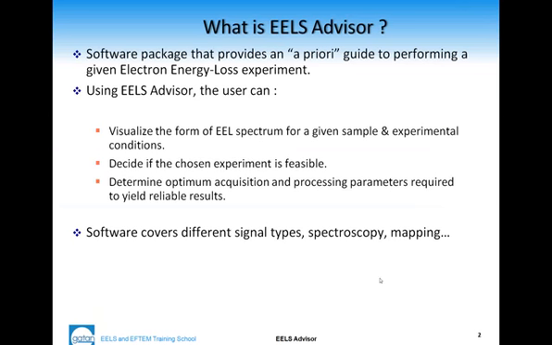So what is EELS Advisor? EELS Advisor is basically a software package that provides an a priori guide to perform a given electron energy loss experiment. Using EELS Advisor, the user can visualize the form of an EELS spectrum for a given sample in experimental conditions. And based on that, the user can decide if the chosen experiment is feasible or whether or not there are certain constraints that prevent a given element and edge being detectable using EELS.